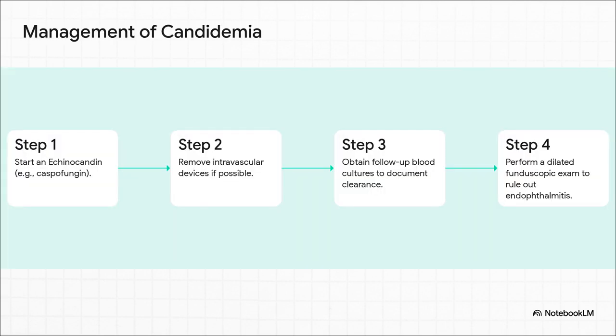Okay, so you've got a positive culture, or your suspicion is sky high. What's the game plan? It's these 4 steps. 1. Start an echinocandin, like caspofungin, right away. 2. Pull out any central lines or catheters if you possibly can. 3. Keep drawing blood cultures until they're negative, so you know the infection is gone. And 4. Get an eye exam to make sure the fungus hasn't spread to the back of the eye.